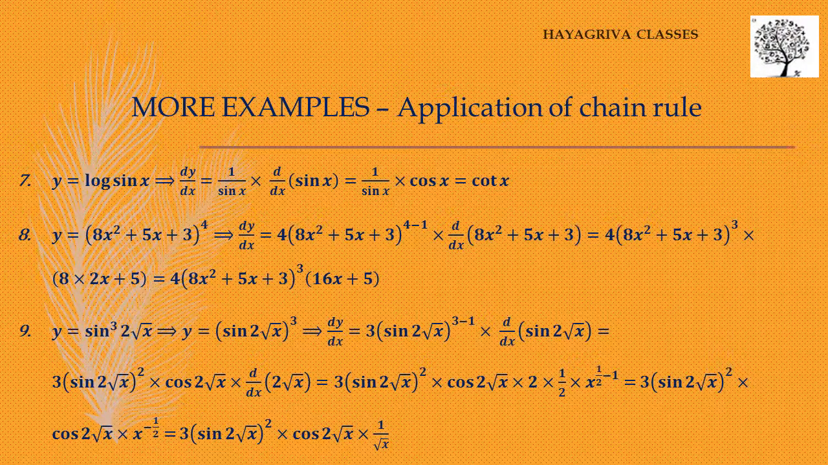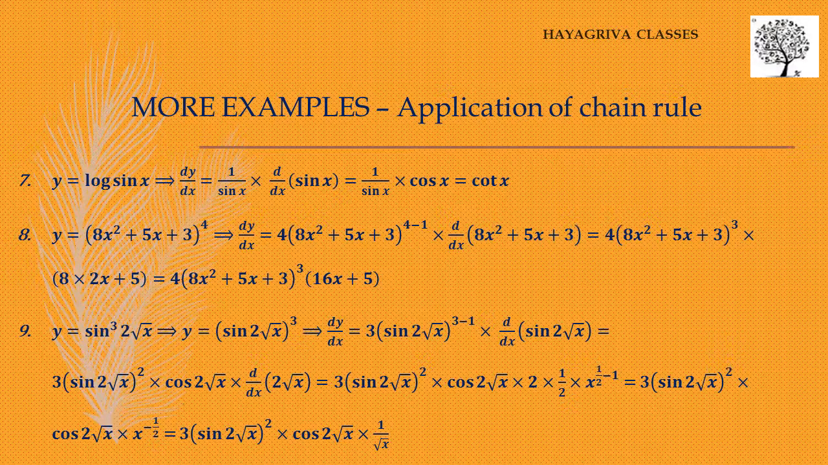What we have here are some more examples to illustrate the application of the chain rule. Y is equal to log sin x. So what do we have instead of log x? We have sin x. First we differentiate as if it was just log x. The derivative of log of anything is 1 by that. Then we proceed to differentiate sin x. So 1 by sin x into the derivative of sin x, which is cos x. But cos x by sin x is cot x. So we have simplified it and written it like that.